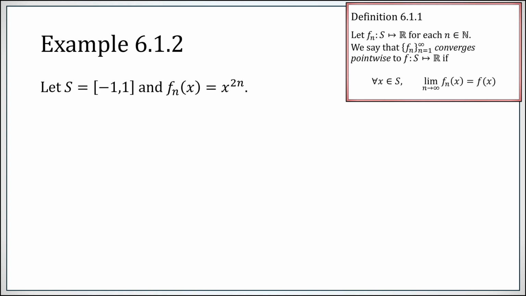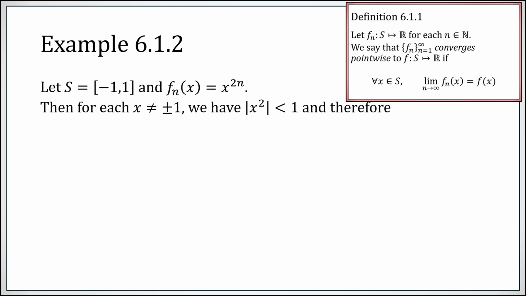Let's look at an example specifically. Let S be the interval from -1 to 1, and fn of x is x to the 2n. Now, for each x other than plus or minus 1, the absolute value of x is less than 1, and therefore the absolute value of x squared is less than 1. So if I start raising this to the nth power, we've established previously that if the absolute value of a real number is less than 1, then when you raise it to the nth power and take the limit, this goes to 0. So for every x except the endpoints, the limit of fn of x is 0.